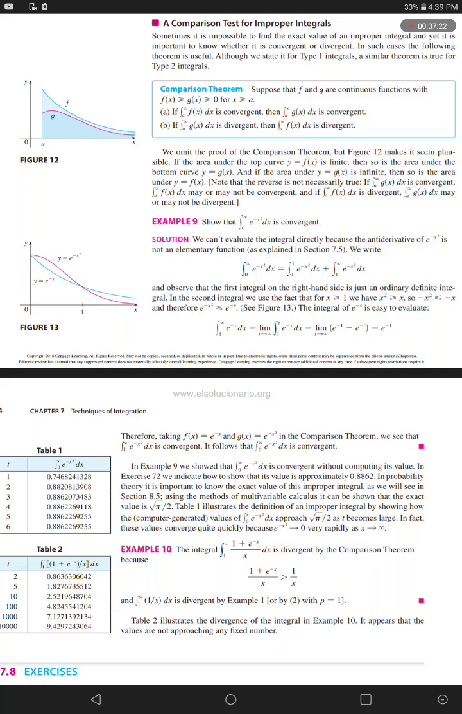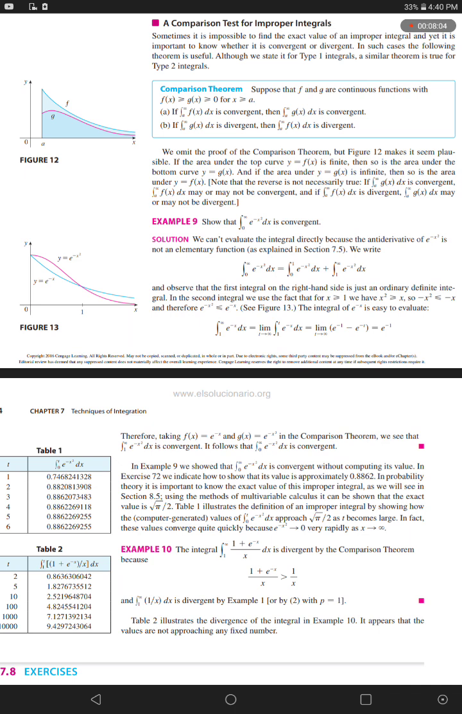Back to the text solution. We can't evaluate the integral directly because the antiderivative of e to the power negative x squared is not an elementary function. As explained in section 7.5, we write the integral from 0 to infinity of e to the power negative x squared dx equals the integral from 0 to 1 of e to the power negative x squared dx plus the integral from 1 to infinity of e to the power negative x squared dx.